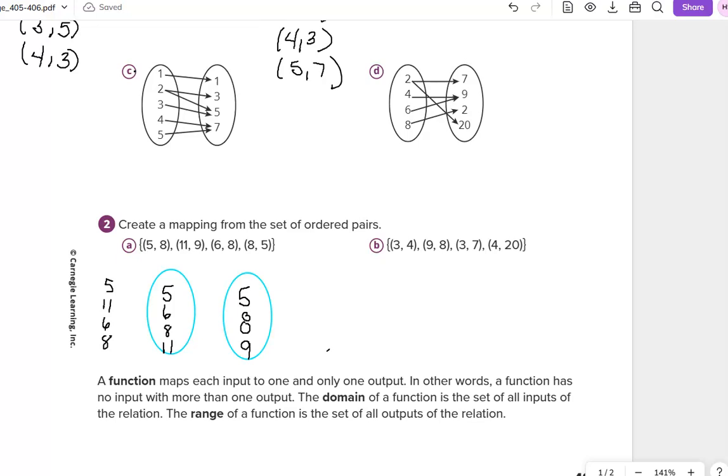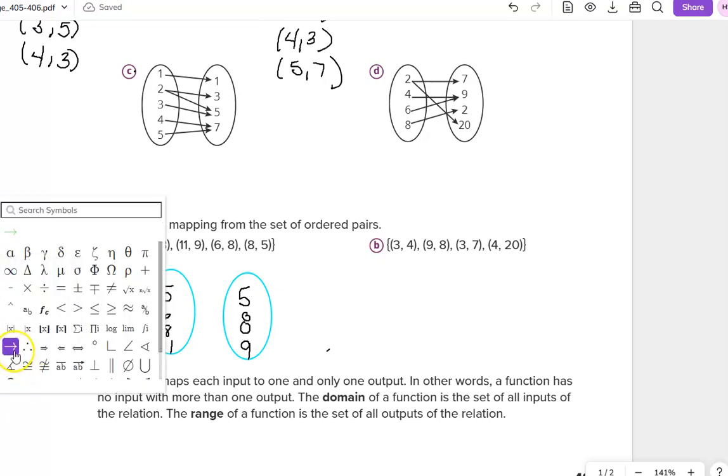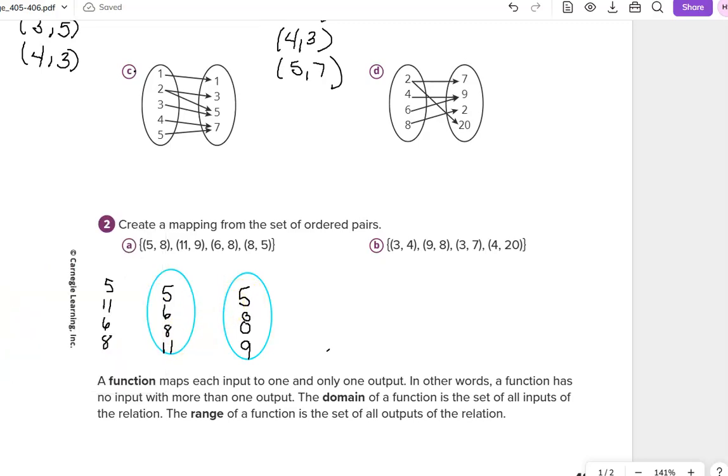Now we're going to make our arrows. I think if I go to equations, it will let me do arrows. Yep, there's my arrow. Let's see. Will it let me? I don't think it will. So I am going to not do arrows. I am just going to draw them. Okay.